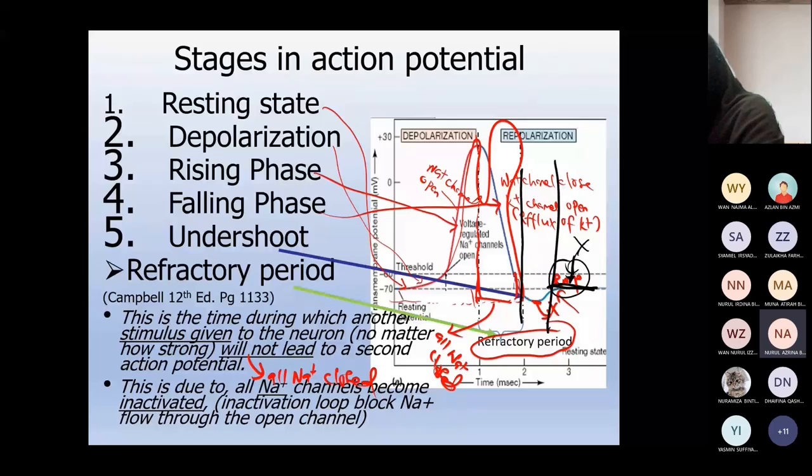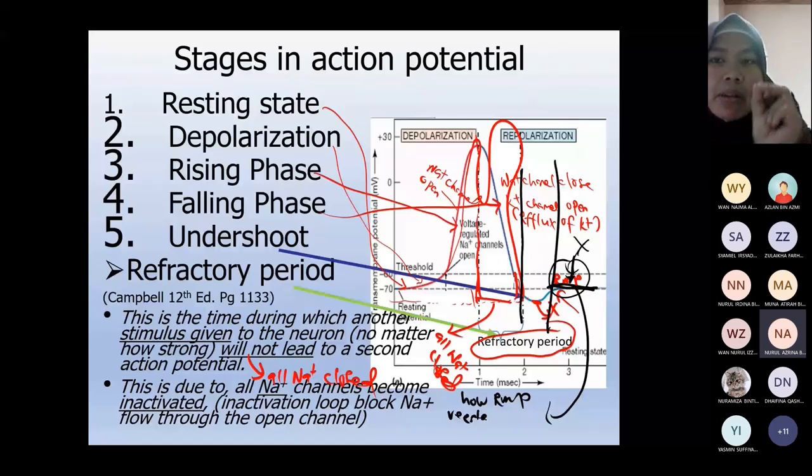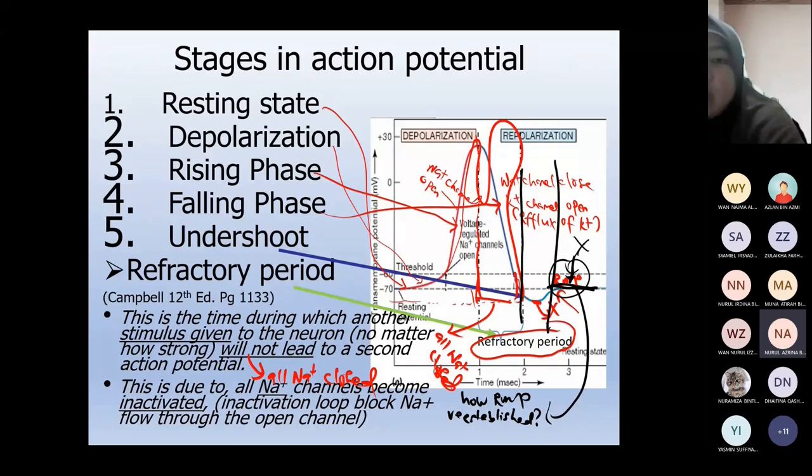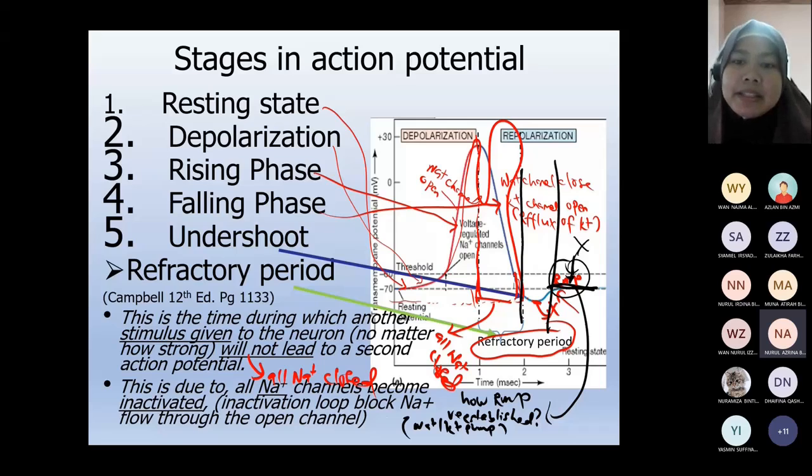Resting membrane potential is re-established. Meaning that from the undershoot, what makes it then return back to resting membrane potential? The answer is the action of the sodium potassium pump. Remember, the sodium potassium pump will balance the ions. So the answer is here. Please take note: the action of the sodium potassium pump.